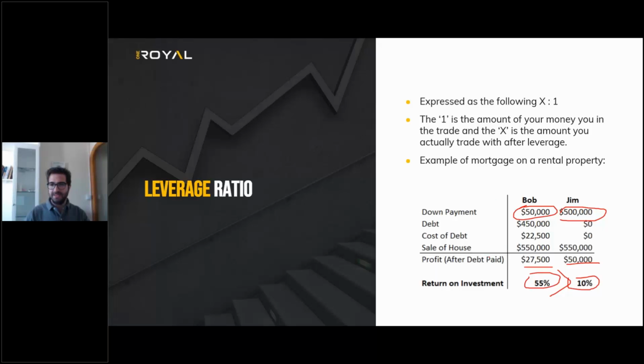This is the power of leverage. By using a small amount, you made a good amount of profit. In terms of return on investment, it's better than using the full cash amount as Jim did.